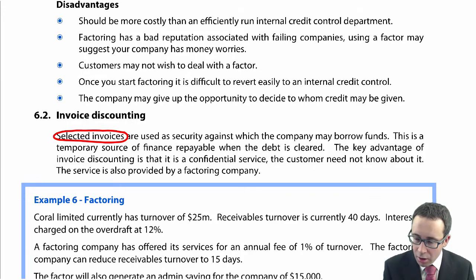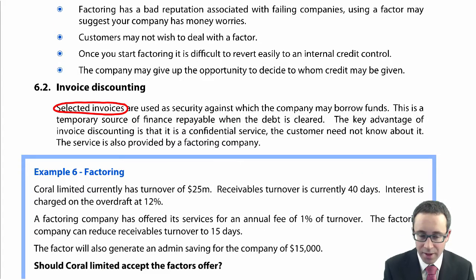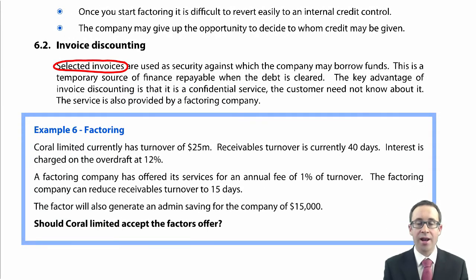From a computational perspective, let's have a look at the factoring example that we have within the notes. Because as we said, factoring is expensive, so we need to work out whether the cost of the factoring is sufficiently cheaper than borrowing the money separately. So what you've got there is, it says, should Coral Limited accept the factor's offer?